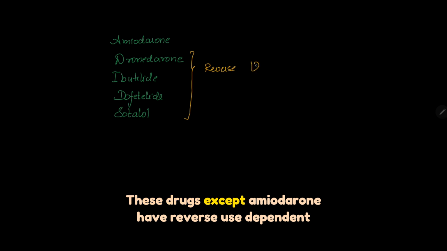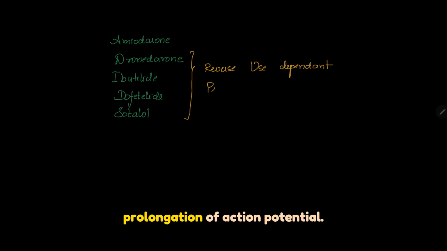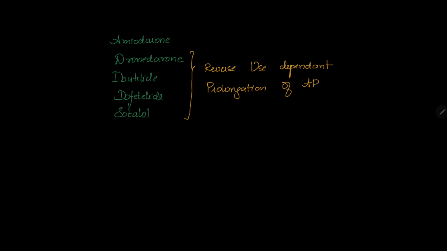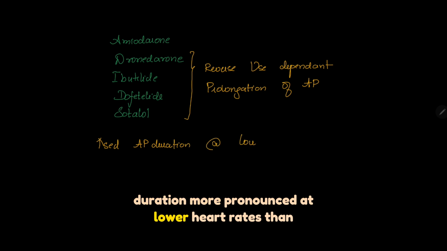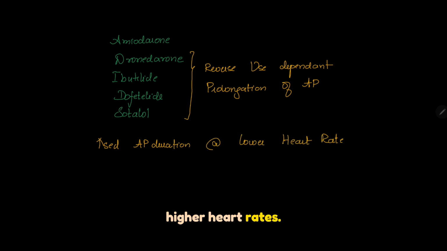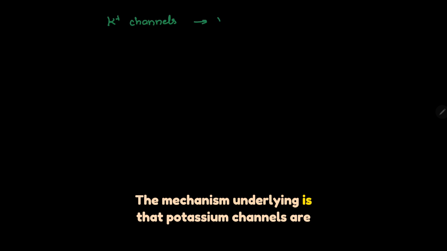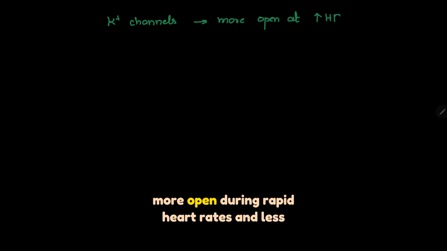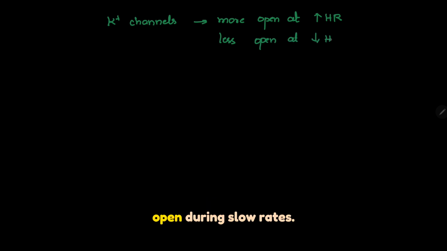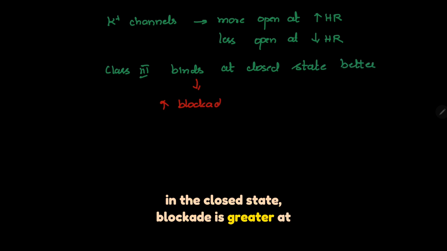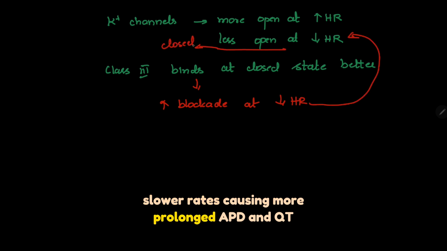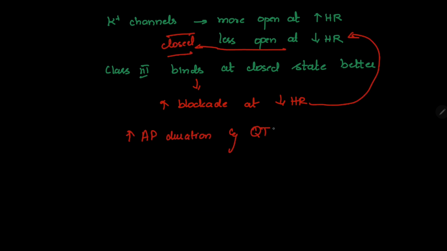These drugs except amiodarone have reverse use-dependent prolongation of action potential. This means that these drugs prolong action potential duration more at lower heart rates than higher heart rates. The mechanism underlying is that potassium channels are more open during rapid heart rates and less open during slow rates. Since the drug binds better when channels are in the closed state, blockade is greater at slower rates, causing more prolonged APD and QT interval.